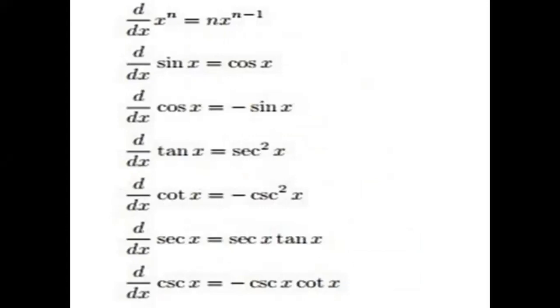Derivative of x raised to n. It is n into x raised to n minus 1. Important formula. Derivative of sine x is cos x. Derivative of cos x is minus sine x. Derivative of tan x is sec square x. And derivative of cot x is minus cosec square x. Derivative of sec x is sec x tan x. And derivative of cosec x is minus cosec x into cot x. Okay, write it.